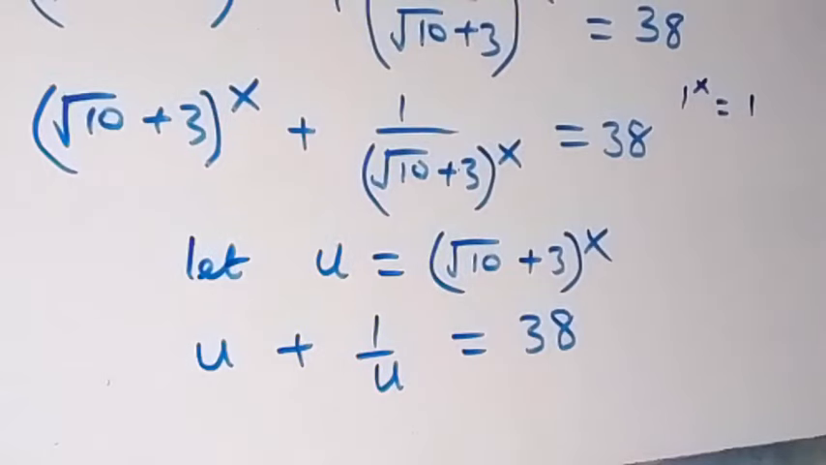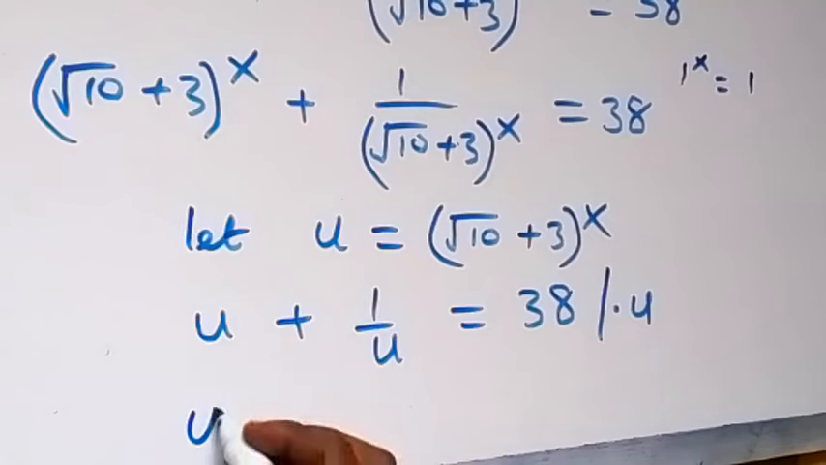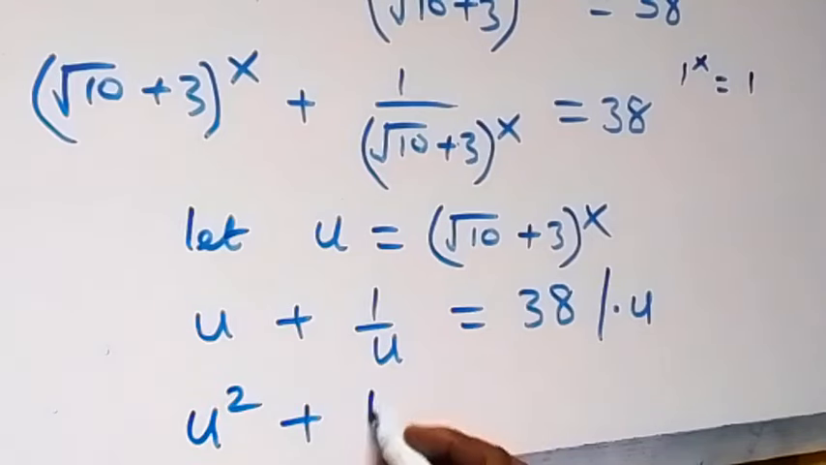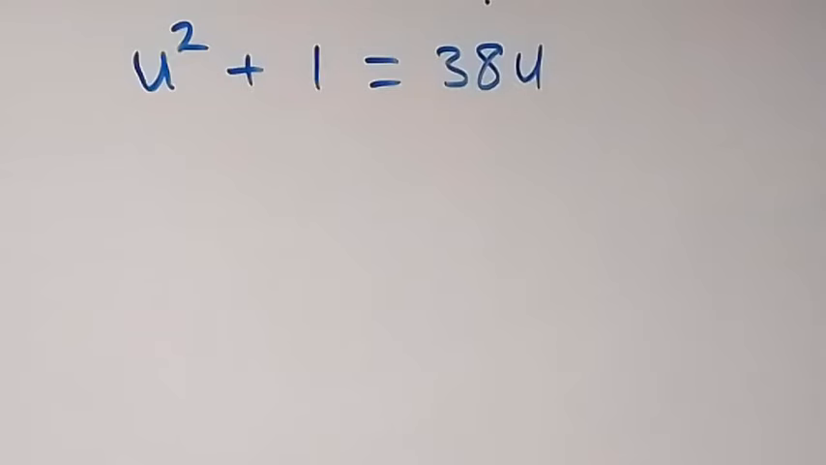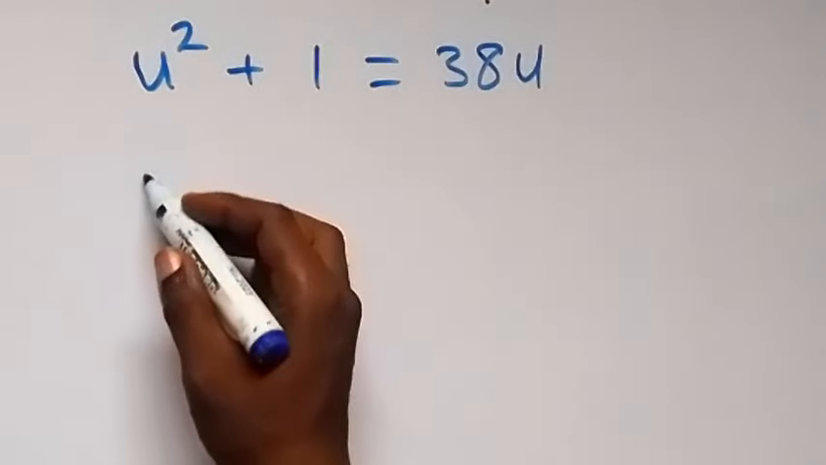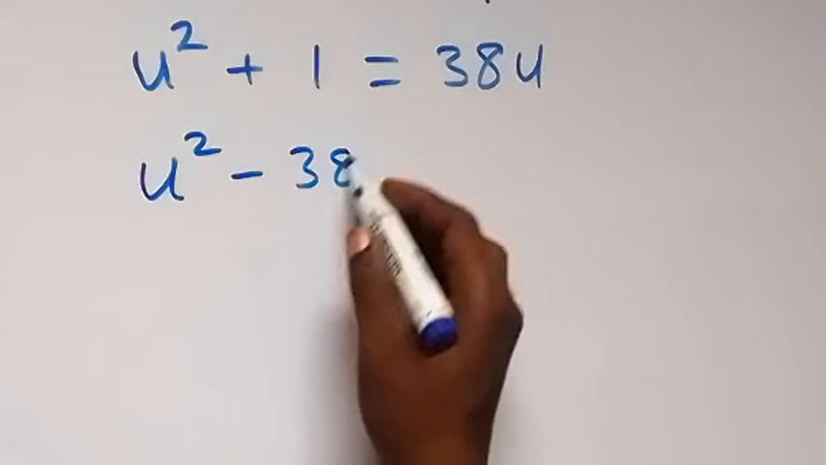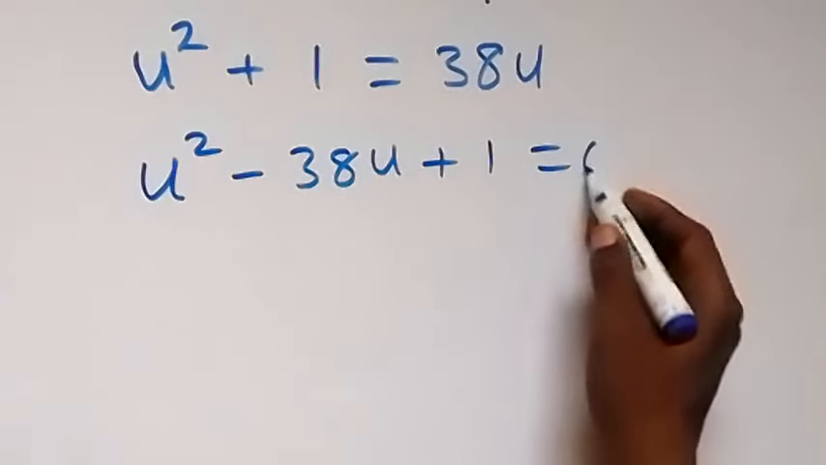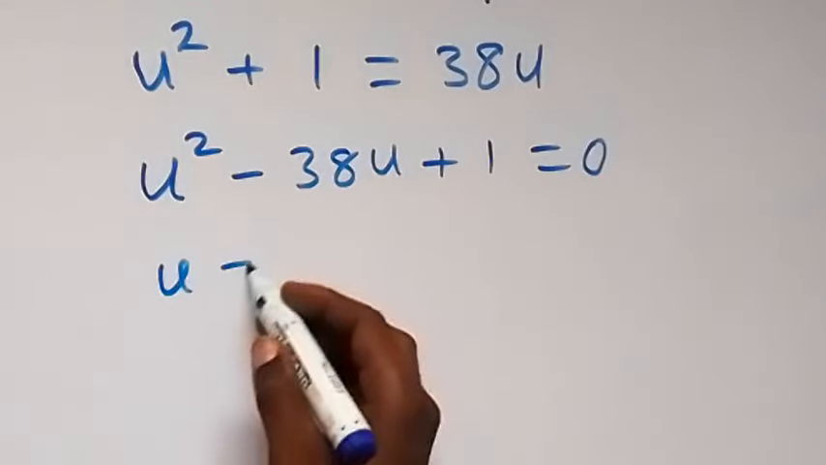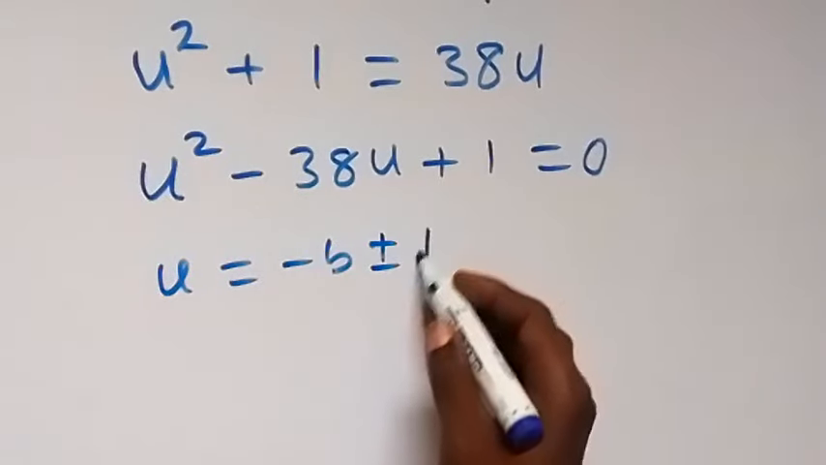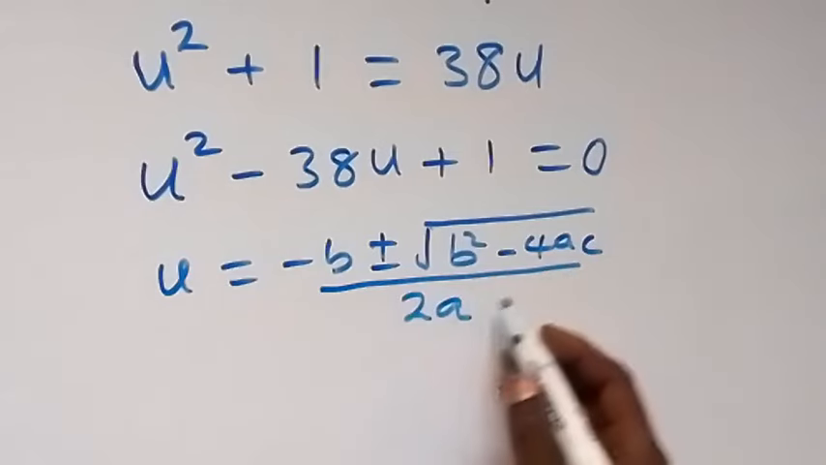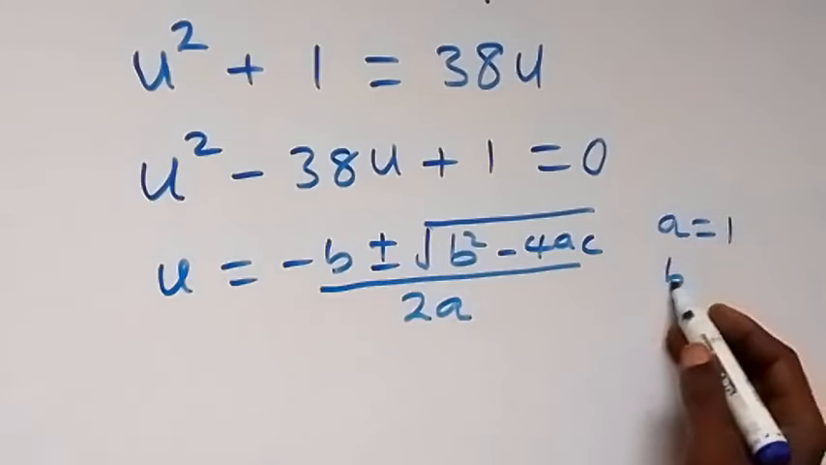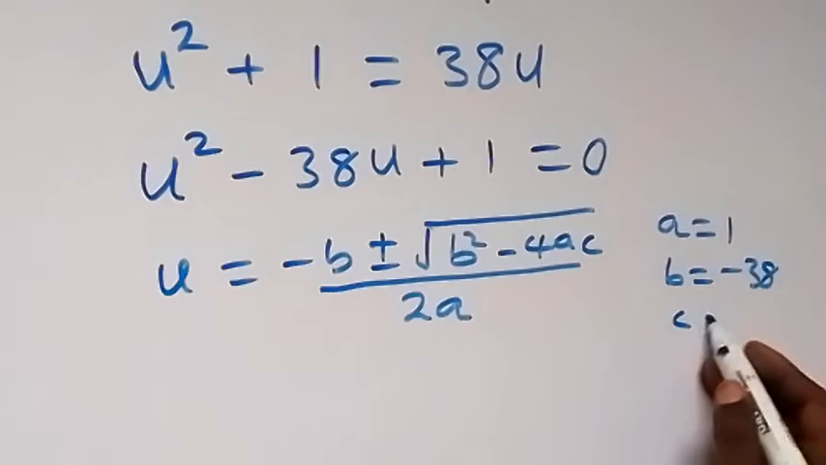Then from here, we can clear this fraction and multiply through by u. So when we multiply through by u, this will give us u square, then plus, we cancel u here, we have 1, equals 38u on this side. Then we move 38u to this side, and we are going to form a quadratic equation. So we have u square minus 38u plus 1 equals 0. Then using the formula, u equals minus b plus or minus square root of b square minus 4ac all over 2a. And from here, a is 1, b is minus 38, and c is 1.